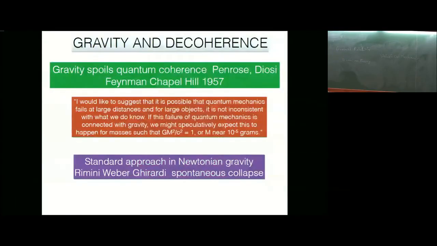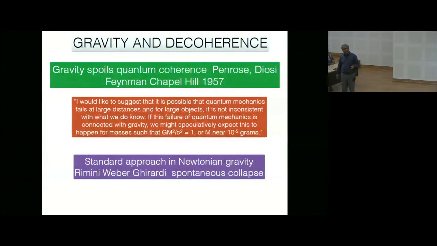Now, there's been a very old idea that Penrose put forward, and actually, not Penrose, it was really Feynman who put it forward in Chapel Hill. Diosi put it forward, I think, independently, and Penrose has been propagating the idea for a long time that gravity spoils quantum coherence.